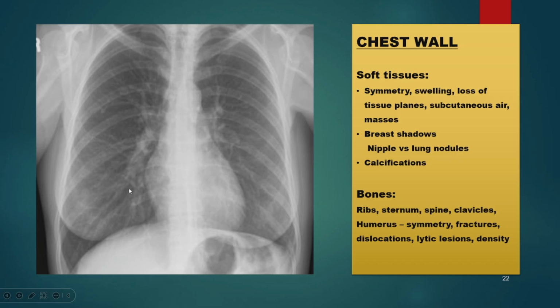Then we can assess the bones, the ribs, clavicle, the scapula, humerus, and the vertebral column, sternum. And there can be destruction of these bony structures, lytic and sclerotic lesions, fractures, and we should assess the density of the bony structures. There can be dislocation, so we can assess the bony structures.